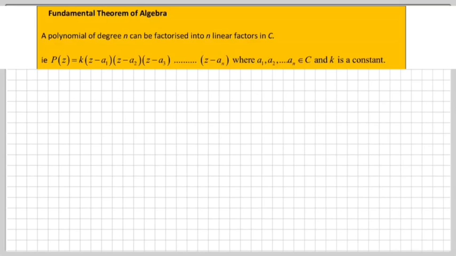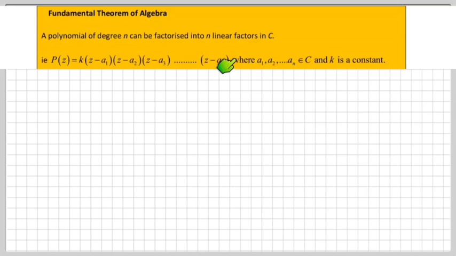Alright, now we're going to deal with two amazing theorems, okay? The first is the fundamental theorem of algebra. And what this says, ladies and gentlemen, is that a polynomial of degree n can be factorised into n linear factors in C. Now, this looks very, very abstract, but just have a look. This is a polynomial of degree n, okay? And what we've got here is n factors. That's what we've got, n factors, okay?